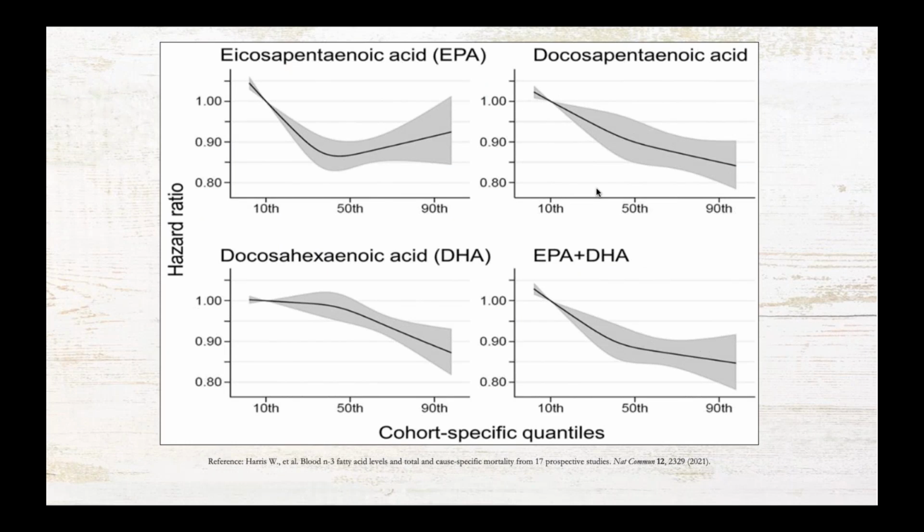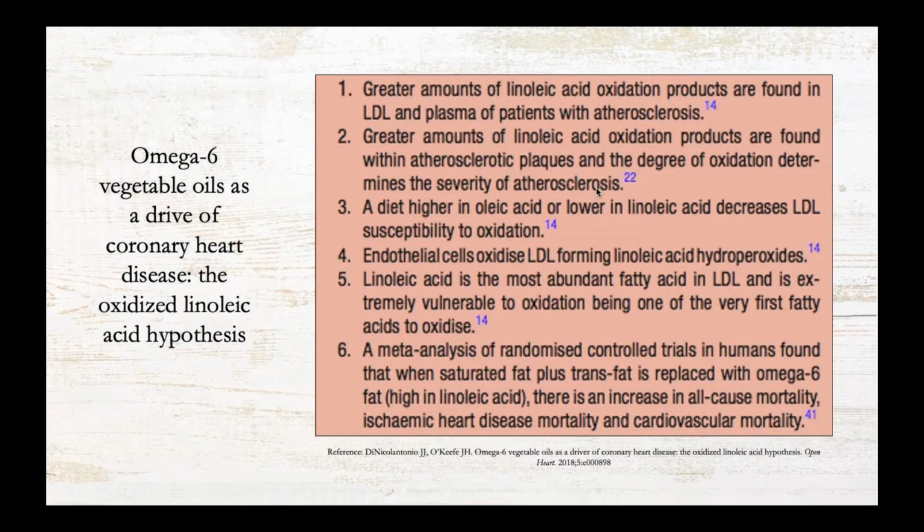and we'll look at the Harris papers, which are also excellent, looking at omega-3 fatty acids and all-cause mortality. Again, you can see what those curves look like with EPA and DHA, and not so much with DHA, but with EPA, you can see that hazard ratio turns up a little bit once you get to around the 50th quantile, you'd say, percentile. So again, there's a physiologically acceptable level even for those omega-3s.